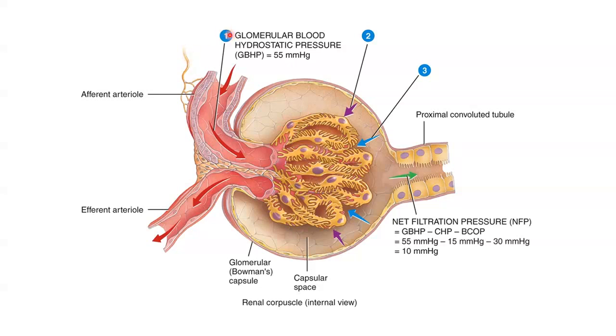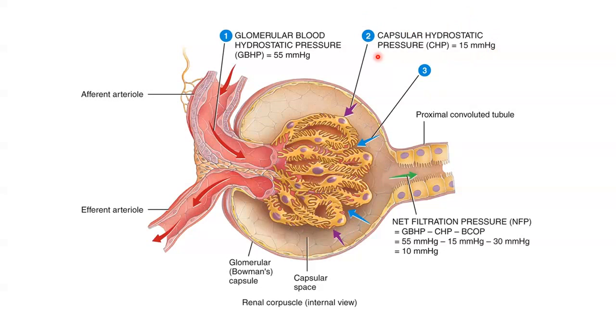So we have blood coming in through our afferent arteriole. The pressure of the blood in these capillaries here forces the water and solutes through this filtration membrane into the Bowman's capsule. We then have our capsular hydrostatic pressure.